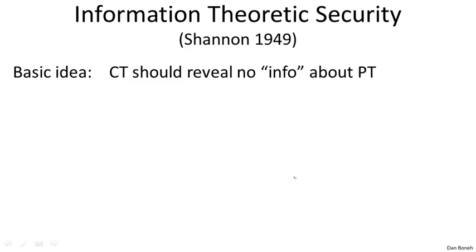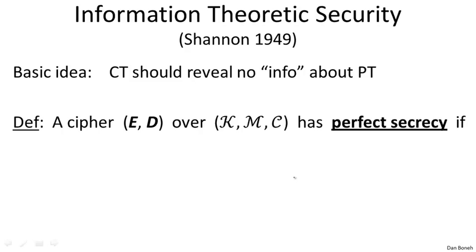Let me show you Shannon's definition. I'll write it out slowly first. What Shannon said is, suppose we have a cipher (E, D) that's defined over a triple (K, M, C), just as before. K, M and C define the key space, the message space, and the ciphertext space. And we say that the cipher has perfect secrecy if the following condition holds.